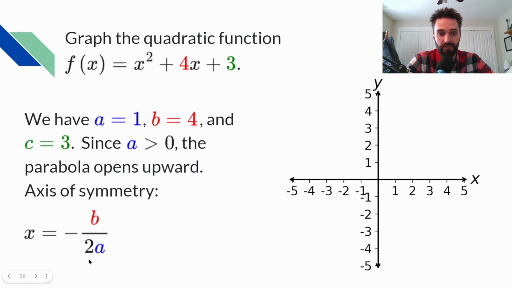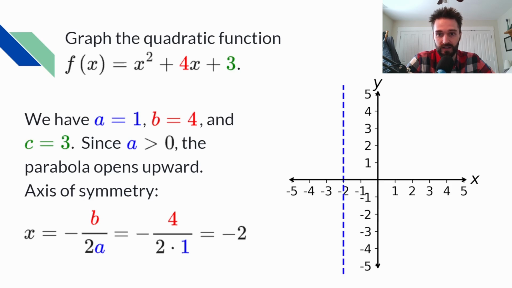And the axis of symmetry is given by this equation here. Okay, it's minus b over 2a. So let's plug these values in to find the axis of symmetry. All right, b in red is 4, and a in blue is 1. Okay, so this is what we have when we plug in those values. And we get minus 4 over 2, which is equal to negative 2. Okay, that's the axis of symmetry. Let's go ahead and plot that right now. This is the axis of symmetry. Okay, it's this blue dashed line.